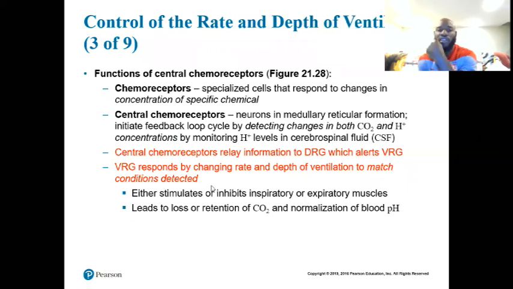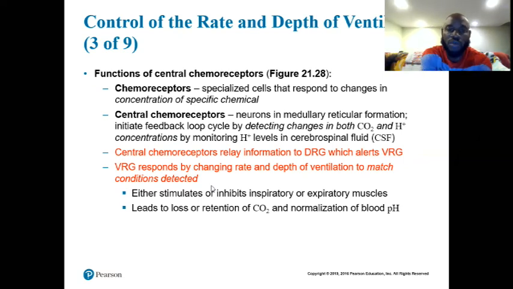You also have chemoreceptors that are involved, specialized cells that respond to changes. Remember we talked about if you have hypoventilation, you'll have elevated levels of carbon dioxide. Hyperventilation, you'll have lower levels of carbon dioxide. All right, so you have chemoreceptors, neurons in the medullary reticular formation. They can detect changes in the CO2 and the hydrogen.